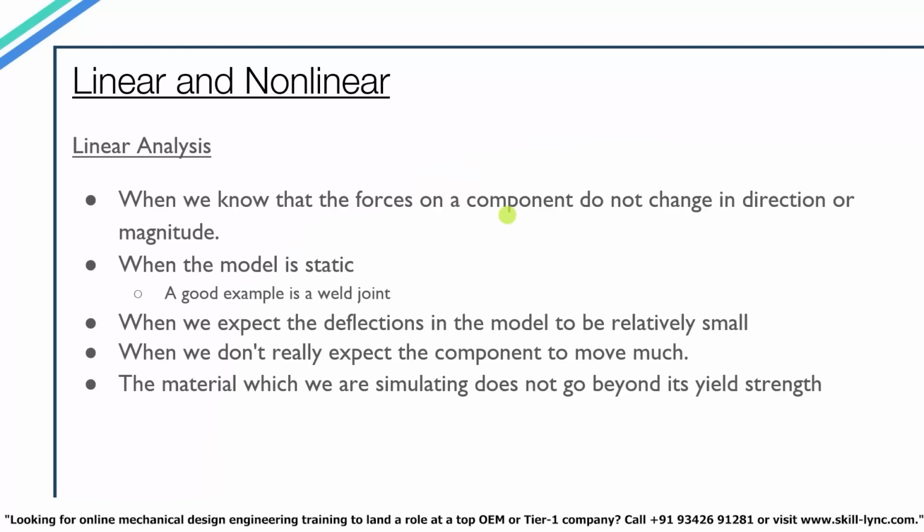The primary places where we will be using linear analysis is when we know that the forces on the components do not change in direction or magnitude. It is also used when we are trying to simulate one component within a large assembly. A good example would be simulating a bolt in an off-road car. We know that the vehicle will be under a lot of stress and also will experience a lot of forces from multiple directions. And our goal here is to just see how this specific bolt fares under all these conditions and not the entire vehicle.